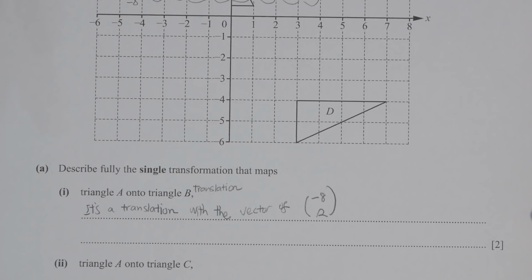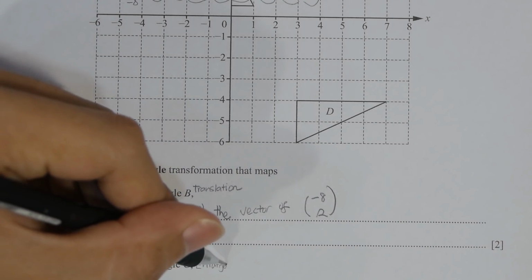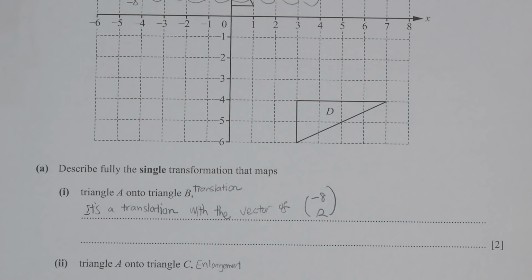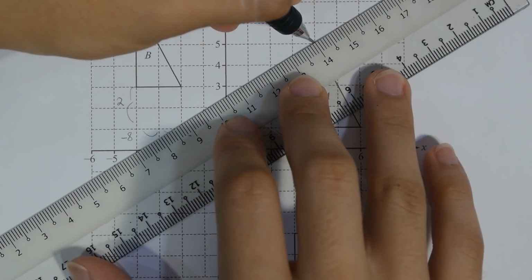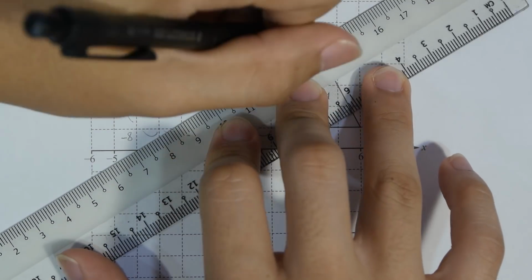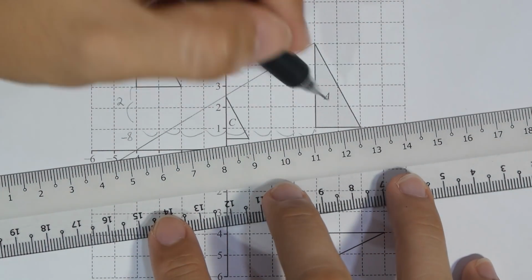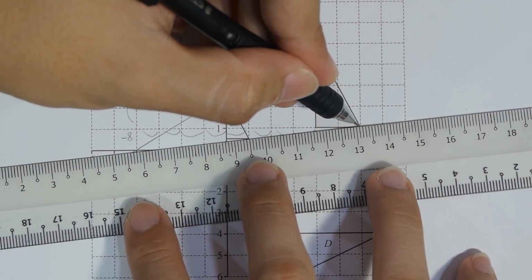Moving on to the next question. Triangle A to triangle C. This is actually an enlargement from the point -4, 0 with a scale factor of 1/2 because the image actually shrank.